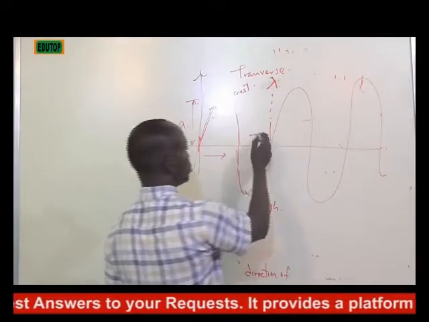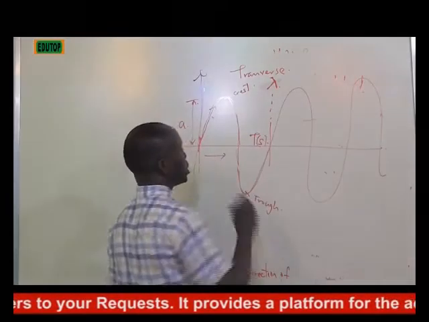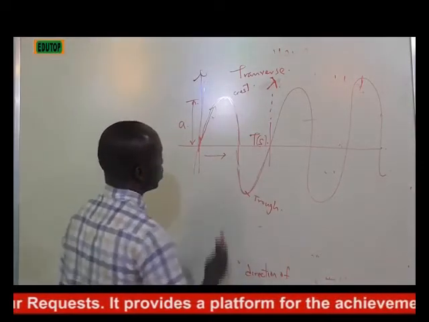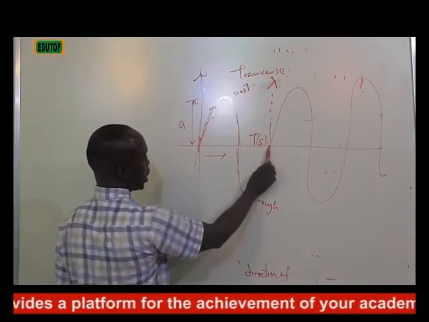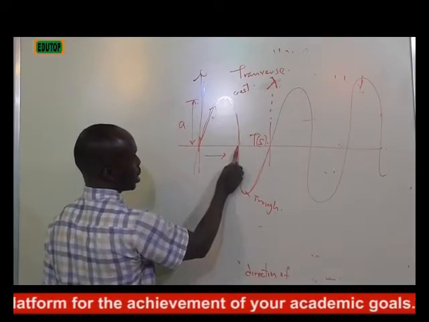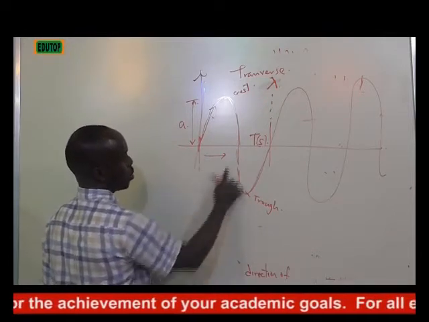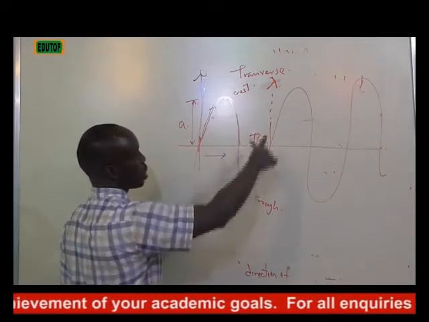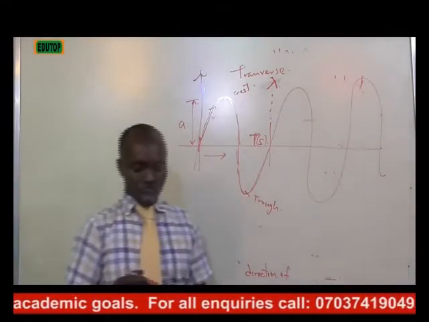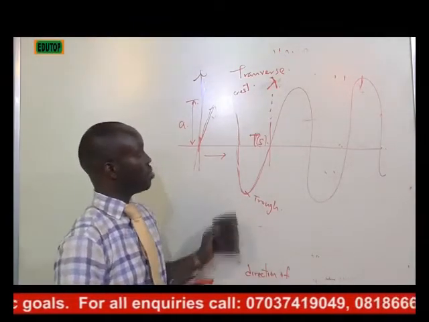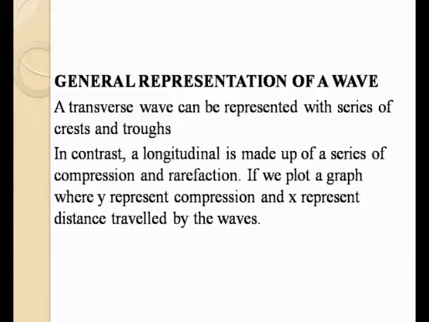Now there's another one that you need to know. You have the period, T, measured in seconds. The period is the time for you to complete one circle, the time for you to move from here to here. If you move from here to here, that's half the time. So the time for you to complete a complete circle is called your period. It's just a graph that is very well understandable. In contrast, a longitudinal wave is made up of a series of compressions and rarefactions.